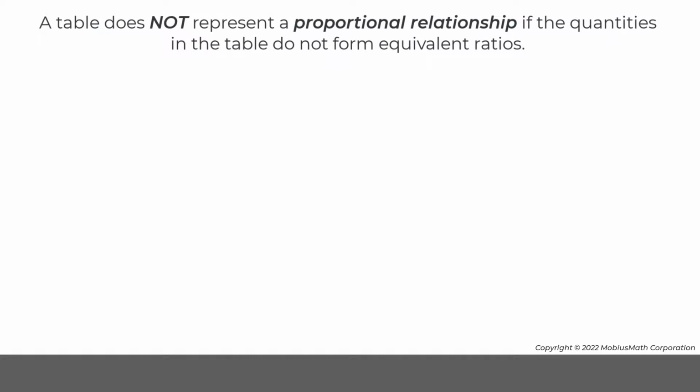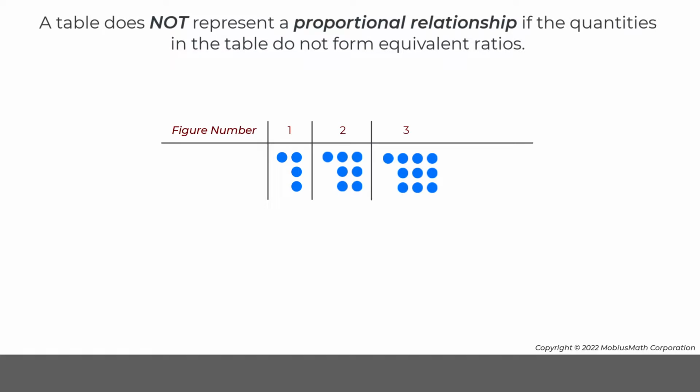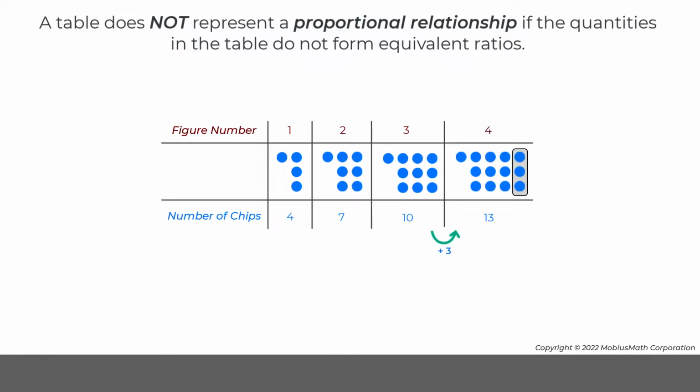A table does not represent a proportional relationship if the quantities in the table do not form equivalent ratios. For example, the number of chips in this pattern can be represented in a table, where 3 additional chips are added when the figure number increases by 1.